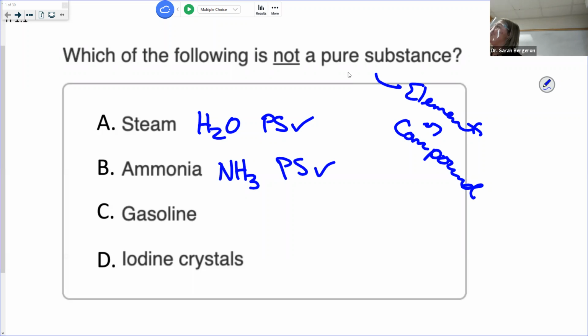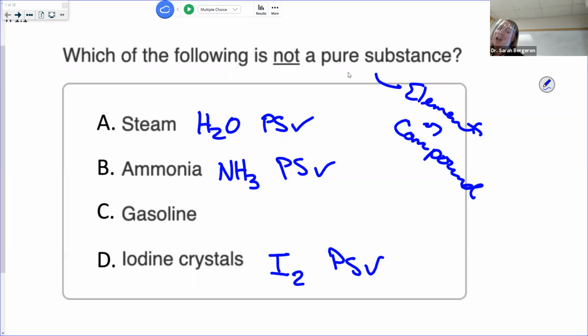Iodine crystals. Iodine's on the periodic table, right? Is there anything else? Doesn't say. No. So it's really just I2. And that's a pure substance. You don't have to know the chemical formulas, but you have to know, is it a pure substance or not?